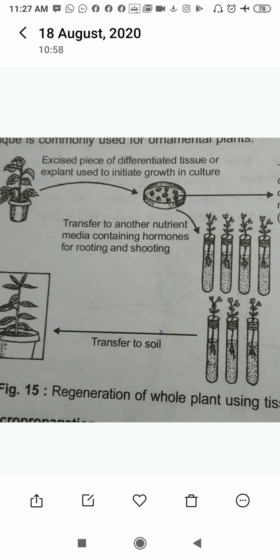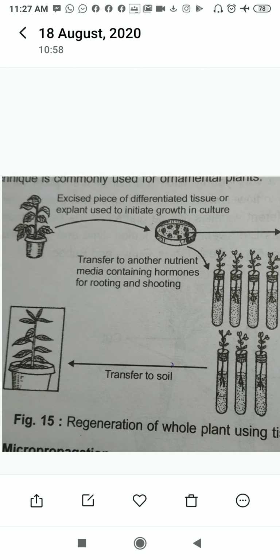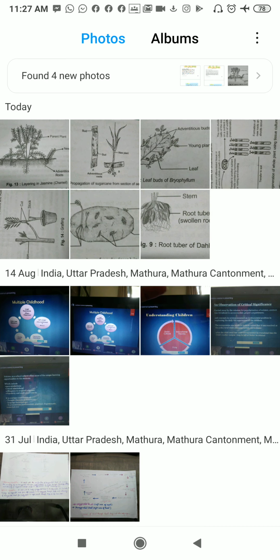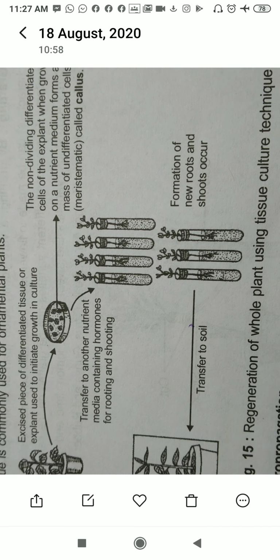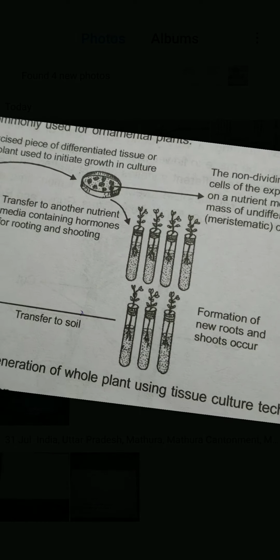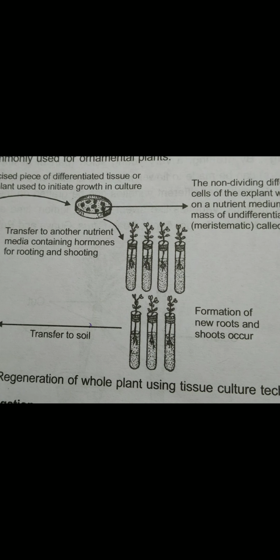Actually it is known as micropropagation because it is the method of propagation with the help of cells or tissues which are very small, microscopic, and that is why it is also called micropropagation or tissue culture method. It is also called clonal propagation, because whatever organisms or plants are produced are genetically similar.